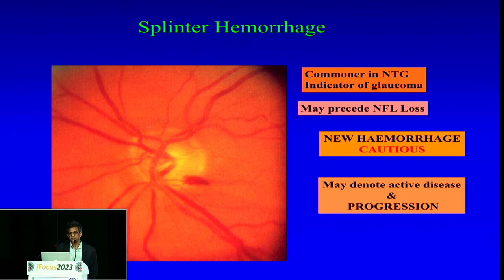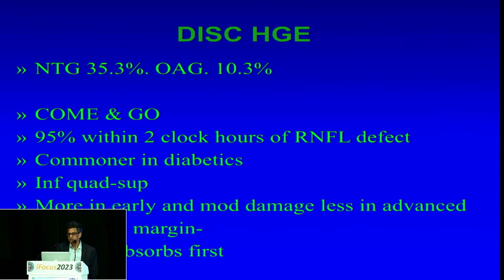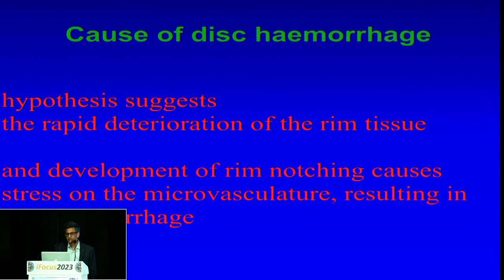If you already know it's a patient of glaucoma, then it means that the chances of progression are higher and their disease is active despite your medication. So you have to be more aggressive. We have to be very careful that despite your therapy, it's likely that the progression is taking place. So 35% in NTG, 10% in OAG, and they may come and go. It's not that they are going to stay there forever. Commoner in diabetics, they are at the disc margin and they get absorbed first. Like I said, they will come and go.